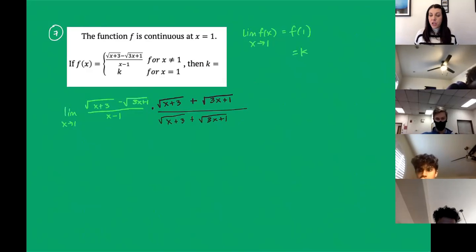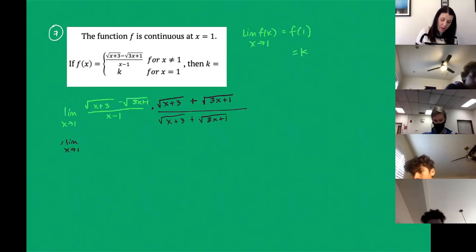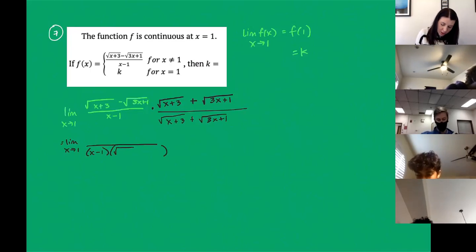It is not helpful to distribute the denominator because I know there's a hole at 1. I'm trying to eventually cross out x minus 1 over x minus 1. So I'm going to get equals the limit as x approaches 1. I'm going to leave the bottom as parentheses x minus 1 times that whole other thing, square root of x plus 3 plus square root of 3x plus 1.